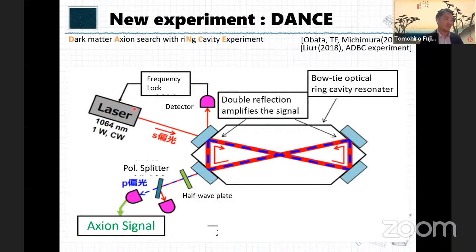We just use a linear polarization laser, inject linear polarization laser photons, and they go around this ring cavity. This is the so-called bow tie optical ring cavity. During this travel, the photon polarization plane gradually and slowly rotates. At the end of the day, we extract the perpendicular component, and that should be the Axion signal.